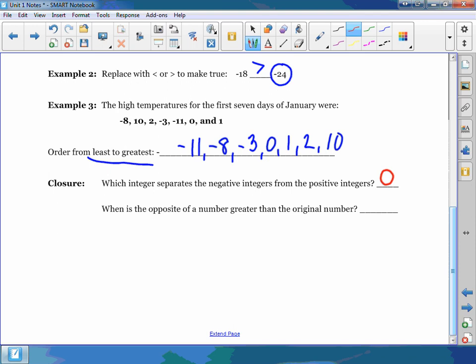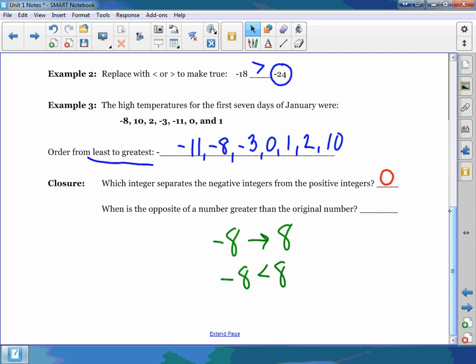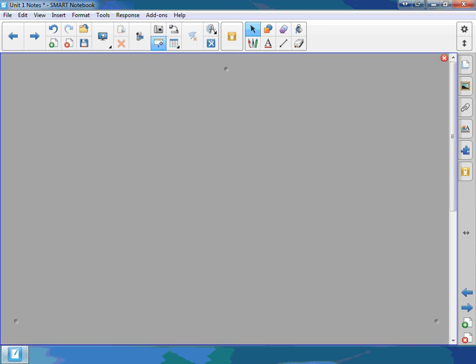Okay? Second one in there. When is the opposite of a number greater than the original number? Well, I'm just going to say this and not write it. The opposite of a number is greater than the original number when the original number was a negative number. So for instance, if I picked negative 8 as my original number, the opposite of negative 8 is positive 8. And clearly we know that negative 8 is less than positive 8. So when the original number is a negative number, that's when you're going to have the value being larger.